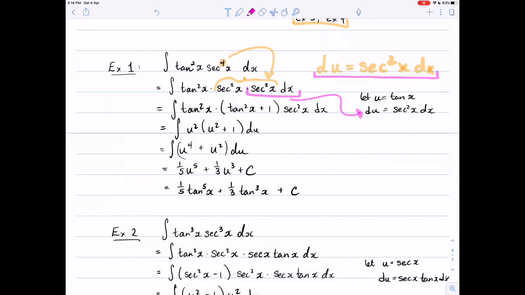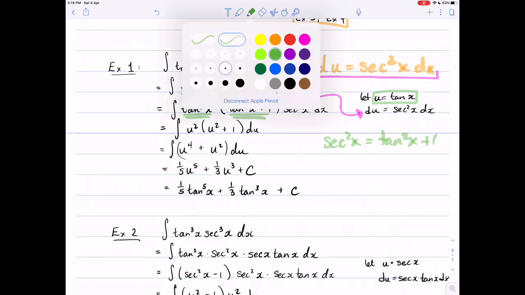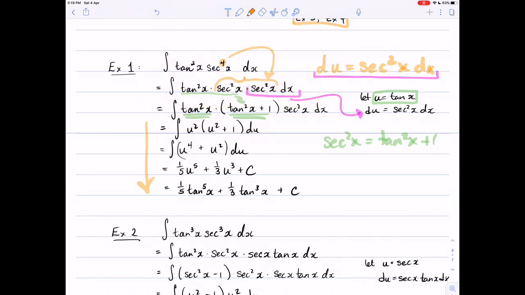And if I am hoping to get secant squared as the du, then the u would have had to have been tangent. So what am I going to do? I'm going to rewrite everything that is left in terms of the tangent, which means that I am using the identity that secant squared x is tan squared x plus 1 to rewrite the secant in terms of the tangent. And then from that point on, it is a simple u sub. Right? It's a simple u sub.